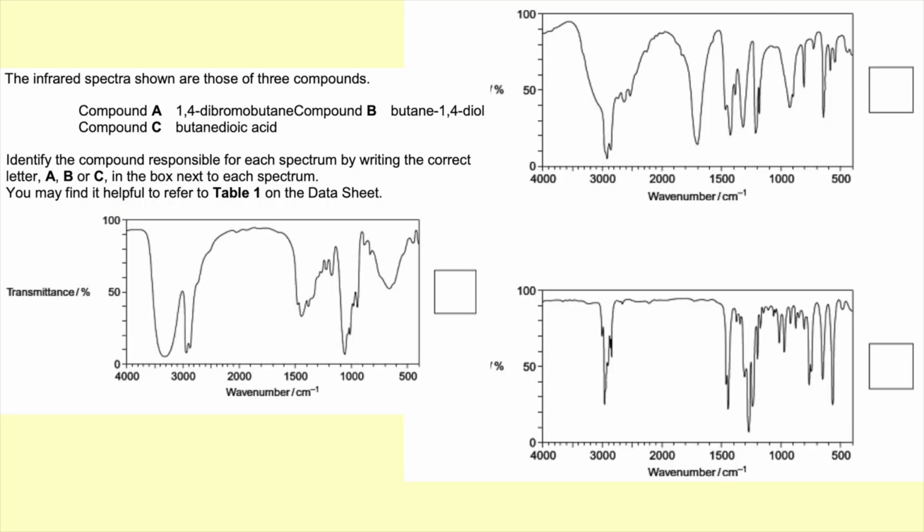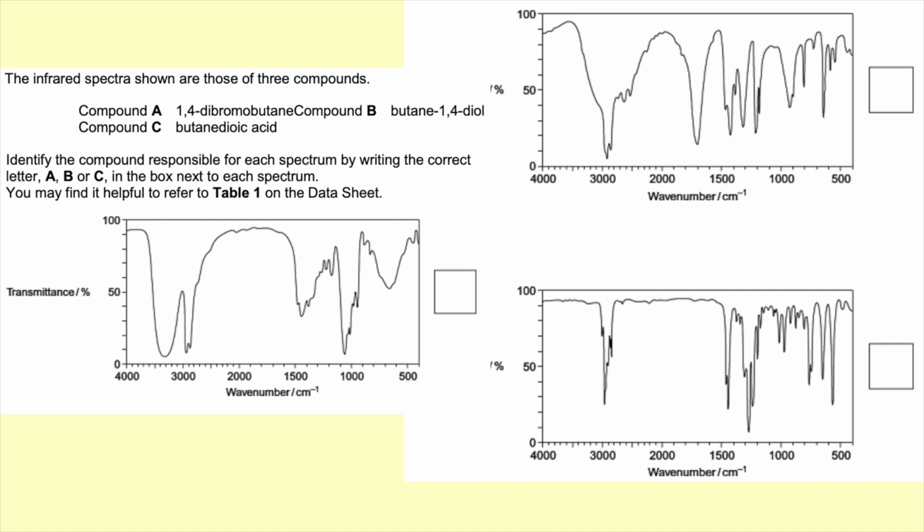So now we're going to go through 3 different infrared spectra, and we've got 3 different compounds that we're going to be trying to identify from these spectra. Compound A is a dibromoalkane, compound B is a diol, so an alcohol, and compound C is a dioic acid, so a carboxylic acid.